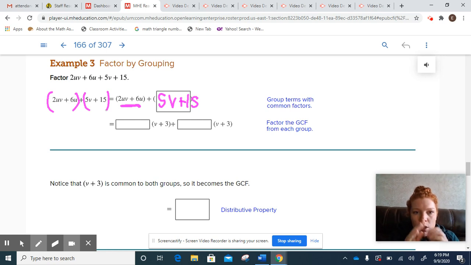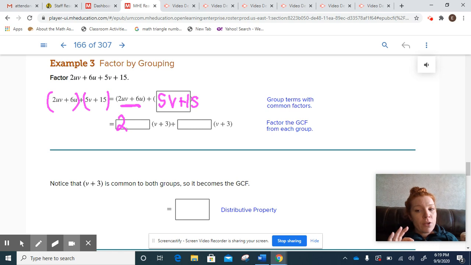Now we go and we look at each piece, each of the first two and the last two, to see what are some GCFs, the largest things that you can take out. So looking at the 2UV and the 6U, they both have a 2 in common. 2 can go into 2 and 2 can go into 6. And that's the biggest number that can go into both. So I know I can take out a 2.